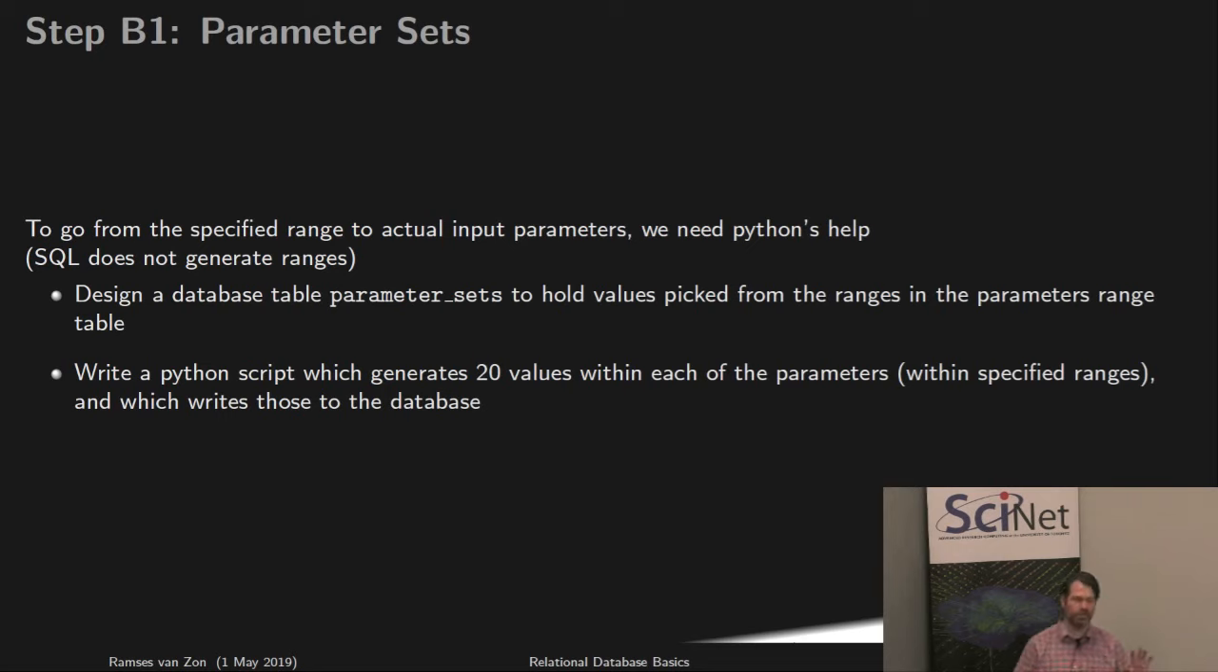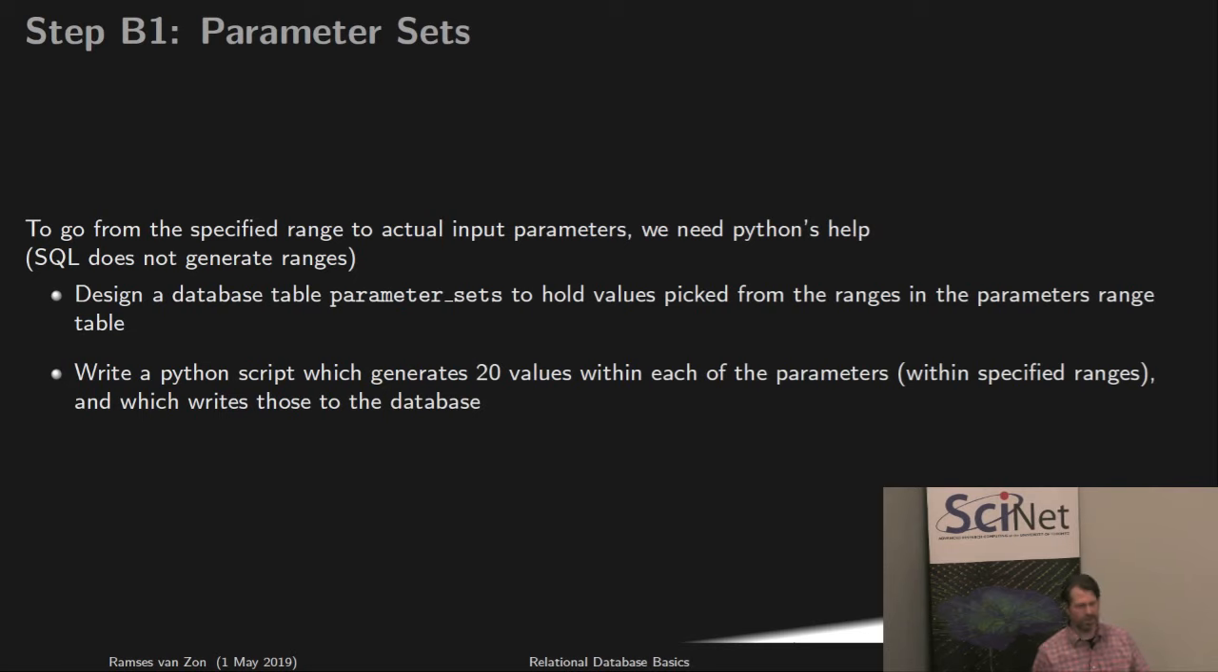Okay, so that's our step 1 or step A, defining your parameters, putting those in the table. Fine. Now, from those ranges, I want to create the actual parameter sets I want to study. This is a parameter sweep. Which parameters am I going to do? Now, SQL isn't particularly good at creating ranges. So here we're going to get some help from Python. So we want to take these parameter ranges, read them into Python, create parameter sets, so specific parameters, and put those in a separate table called parameter sets. Right? So we're going to write that, and that's B1.